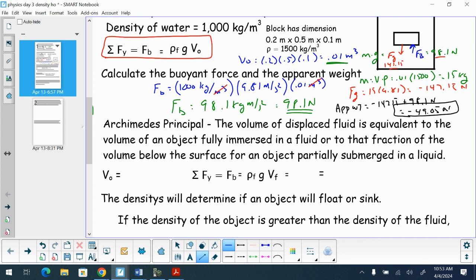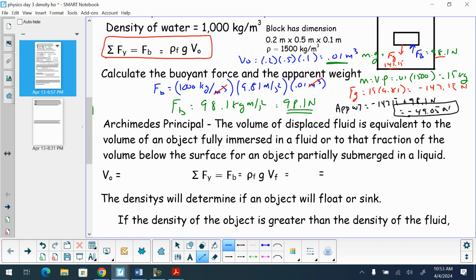Archimedes' principle. We talked about Archimedes. Did we do Archimedes? Yeah. Okay, the volume of the displaced fluid is equivalent to the volume of the object immersed in the fluid, or the fraction of the volume below the surface of an object that is partially submerged.